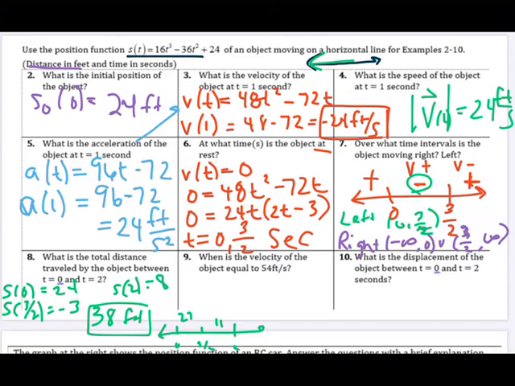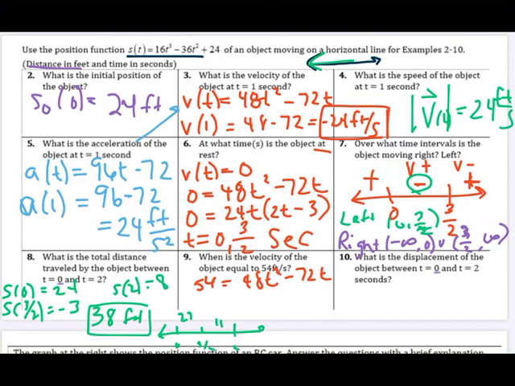Number 9 is asking you, when is the velocity equal to 54 feet per second? So you can just say 54 equals your velocity function and solve there. Again, you're going to get a quadratic. There are a couple of ways you could solve number 9. Obviously, you could use any method for solving quadratics that you learned in Algebra 1. Another way to do it is by graphing.